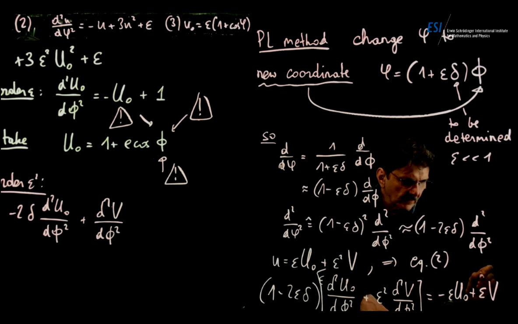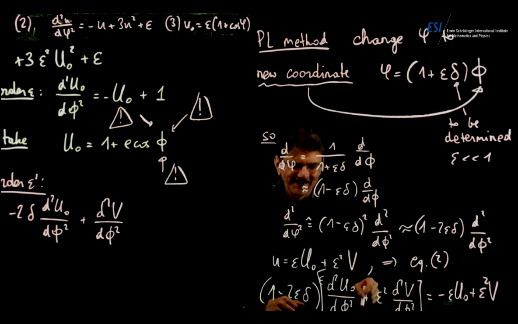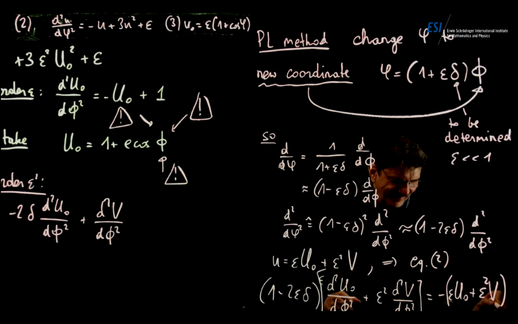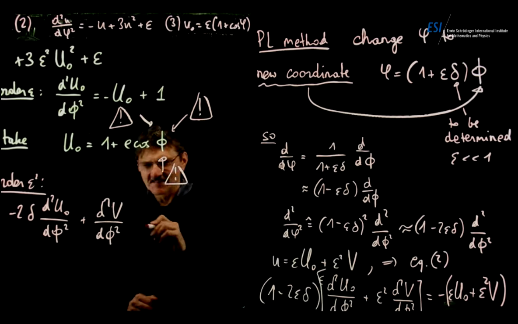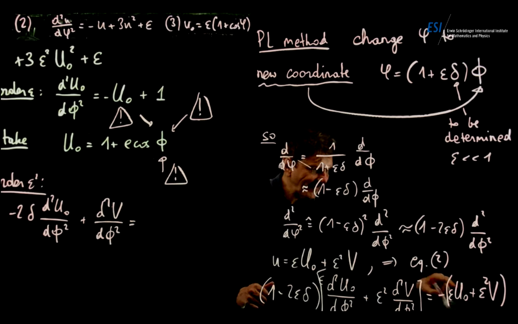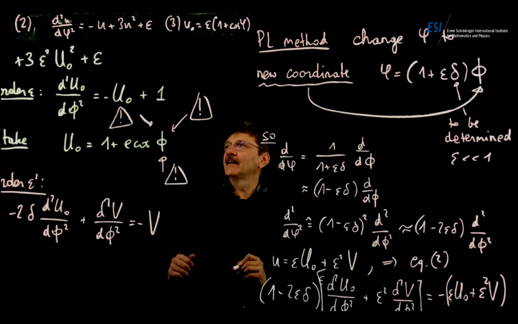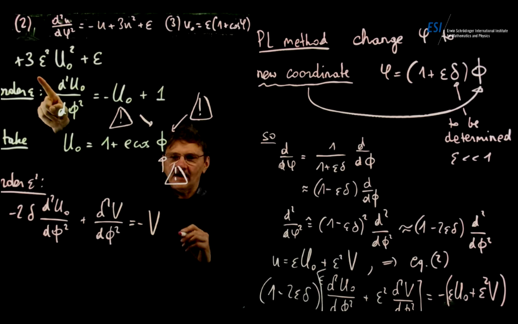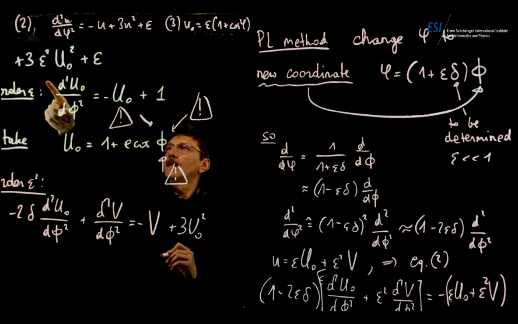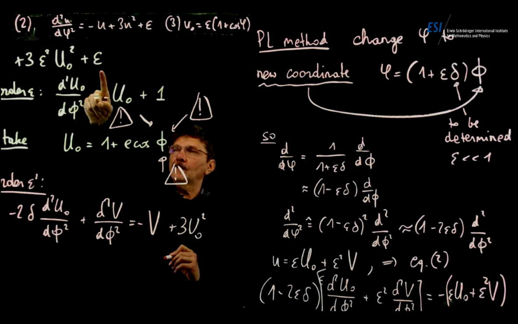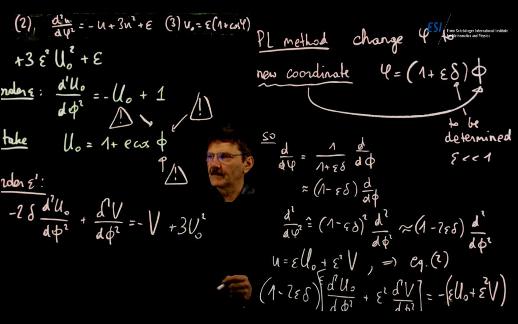There was a V here. An epsilon square here. And minus, nobody protested, so this doesn't count as an error, minus V. And plus 3 u naught square. And plus epsilon is already gone, right? Epsilon was already in this equation. So this is our equation here.